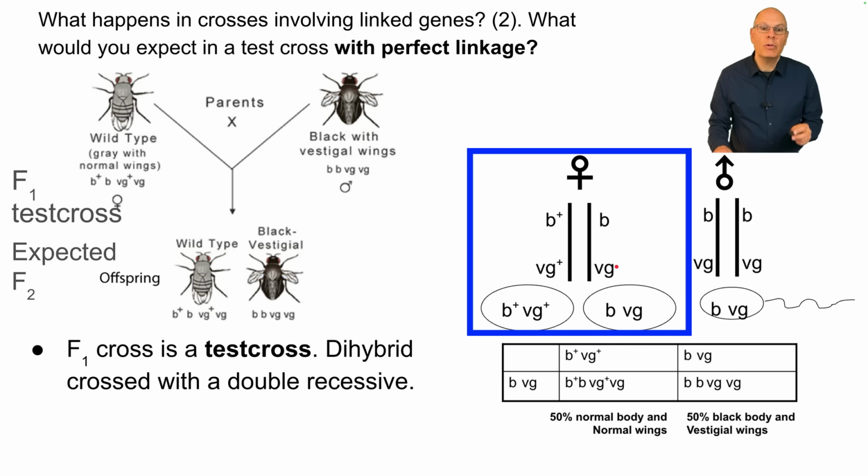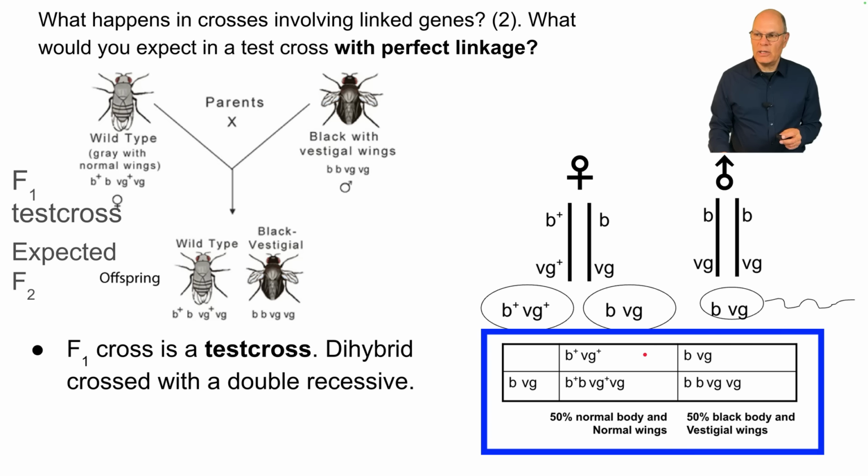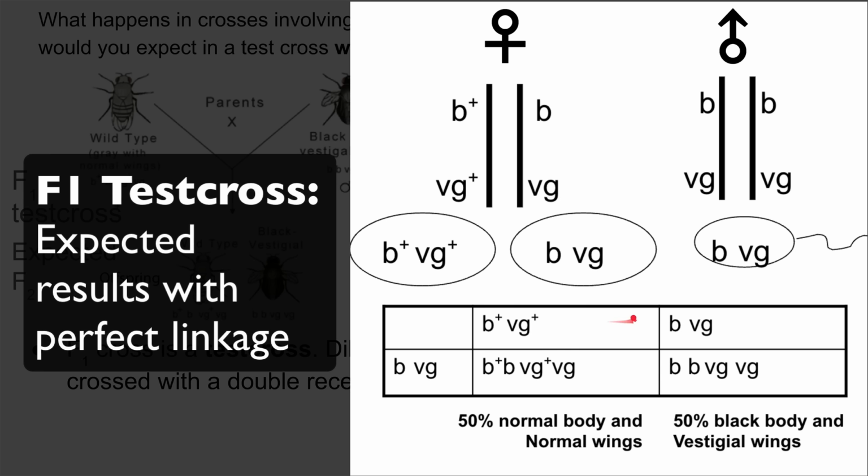When the female produces gametes, then half of her gametes will have a B plus and VG plus, and half of her gametes will have B and VG. Now that's assuming perfect linkage. In the male, all of the sperm have to have B and VG. Here's a Punnett square. These are the eggs, that's going here. The other eggs are going here, the other half of the eggs, and all of the sperm are going over here. You put them together, and what you'd expect is that half of the offspring would be B plus B, VG plus VG. The other half of the offspring would be B, B, VG, VG.